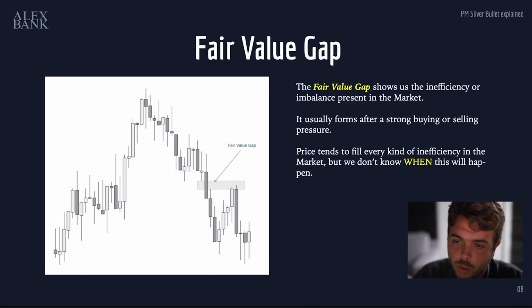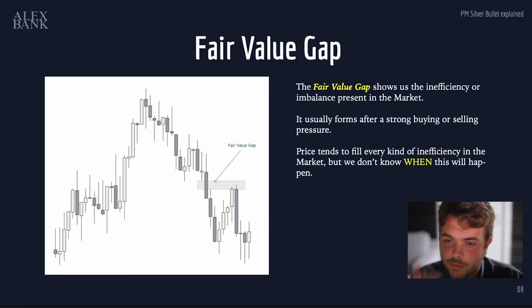The fair value gap shows us the inefficiency or imbalance present in the market. It usually forms after strong buying or selling pressure, so usually it presents itself after a displacement move. Price tends to fill every kind of inefficiency in the market, but we don't know when this will happen. We have here an example of a fair value gap which then got filled and price started to drop again. This could be an example of a trade also.